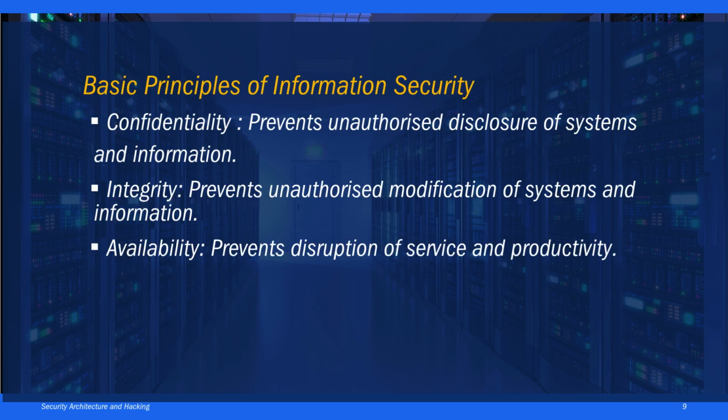Basic principles of information security. Now, let's look at the 3 basic principles of information security. These principles are known as the CIA triad, which stands for confidentiality, integrity, and availability. The first principle is confidentiality. Confidentiality means making sure that sensitive information is only accessible to authorized people. In other words, information should not be viewed or disclosed by someone who does not have permission to access it. For example, if a company stores customer information, only authorized employees should be able to view that data.